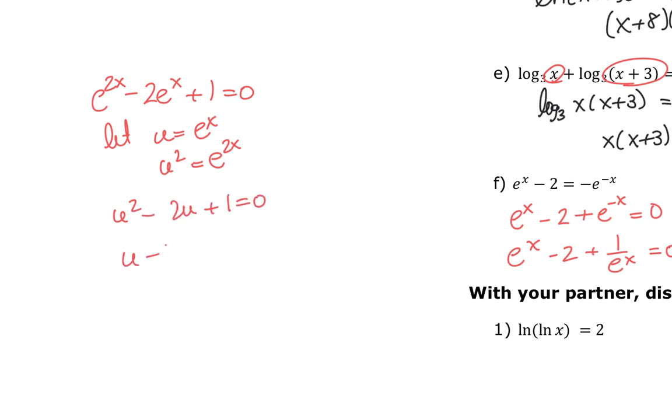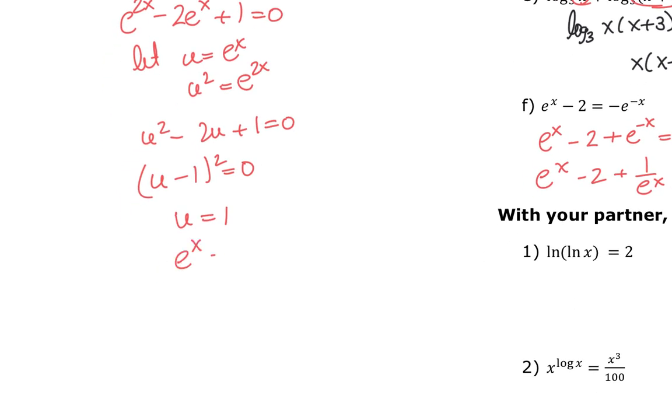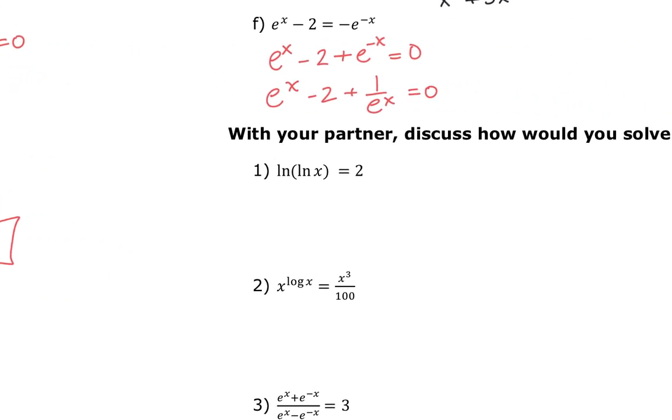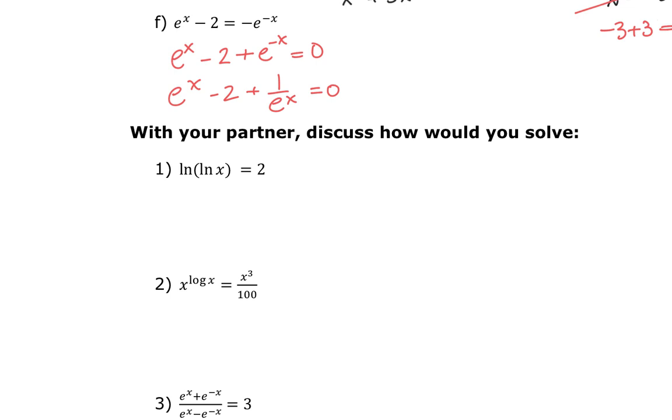So I get u minus 1, the quantity squared, is equal to 0. So u equals 1. That means e to the x is equal to 1 because we're solving for x, which means x is equal to the natural log of 1, which means x is equal to 0. Boom.